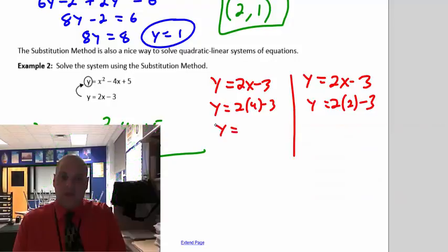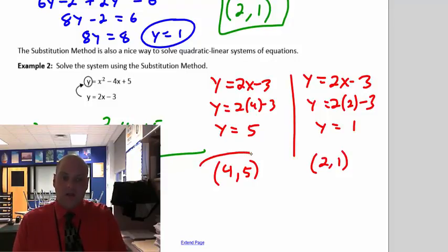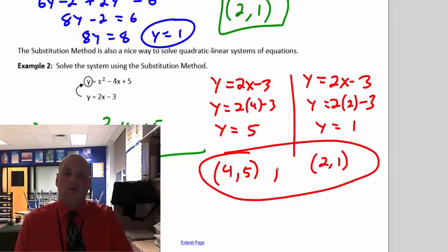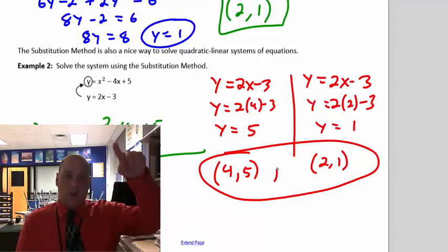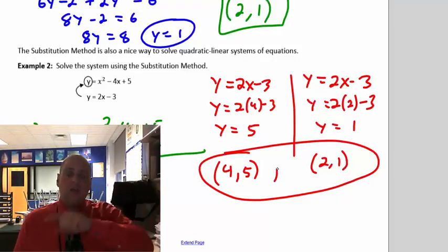All right, this is going to be 5. And this is going to be 1. So my solutions are, well, I plugged in 4 and I got 5. I plugged in 2 and I got 1. There are my solutions. So what that means is if I graphed this like I did in our last lesson, a parabola and a line, the 2 points of intersection are going to be (4, 5) and (2, 1). Okay.